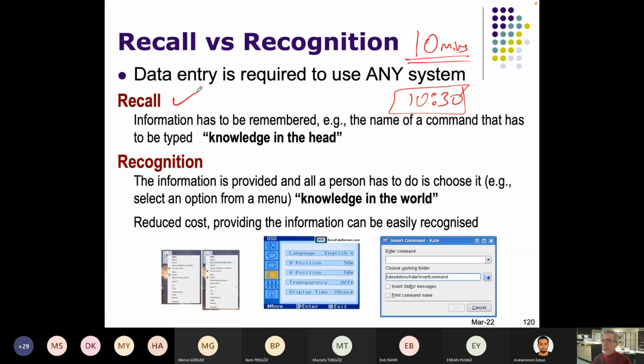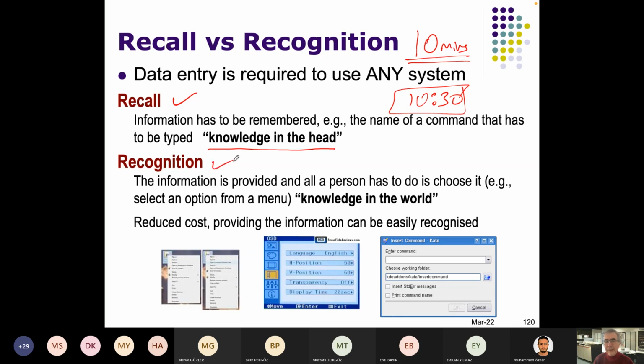So recall is things you remember. It is the knowledge in the head to be remembered in order to use something. For example, typing a command, typing a code, typing 10, hitting 5. So you need to be trained that you need to push 5, button 5, in case of something.